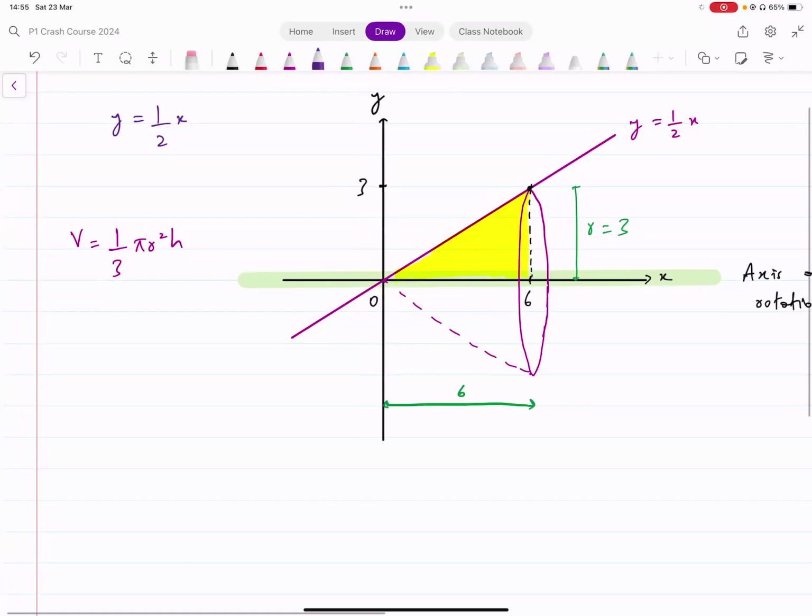We could find the volume of the cone like this. The volume would be given by 1/3 times pi times r squared, which is 3 squared, times h, which is 6. What do you get from this? It's going to be 18 times pi, right? That's the volume of the cone, the volume of this cone that we drew here.